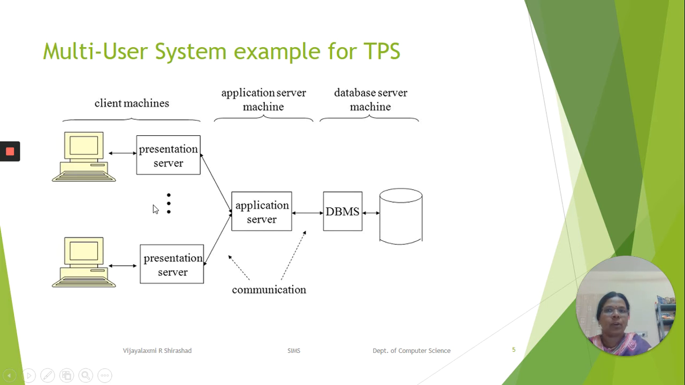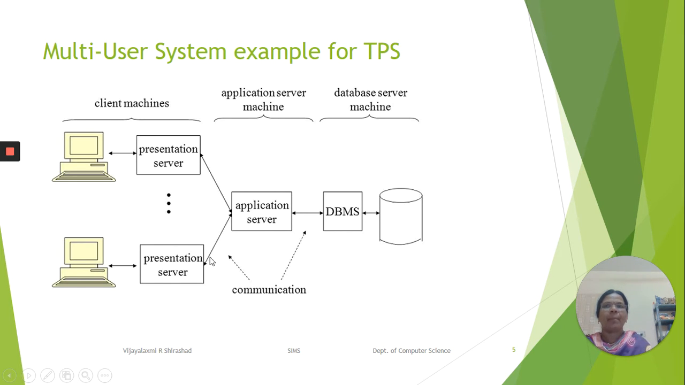The two parties want to access some application, and the data will be stored in a database called a data store. So how will it be communicated? There is a communicator between the application server and the data store called a DBMS. So the presentation server sends a request to the application server, and the application server sends a request to the DBMS to get the data from the store. For that we require a communication.